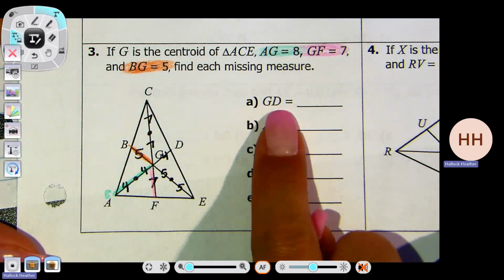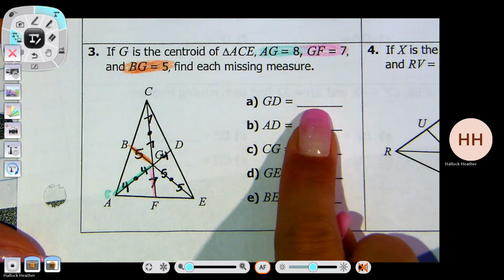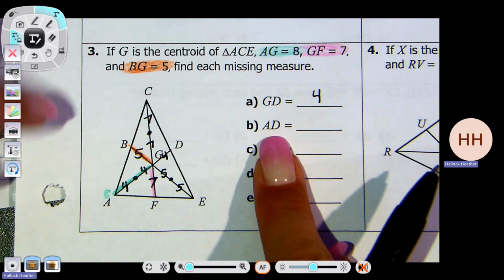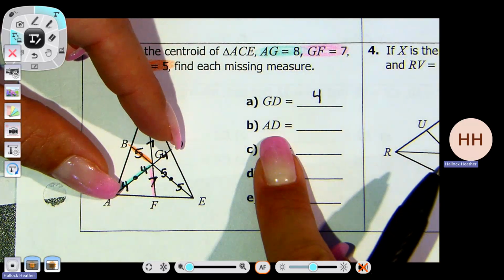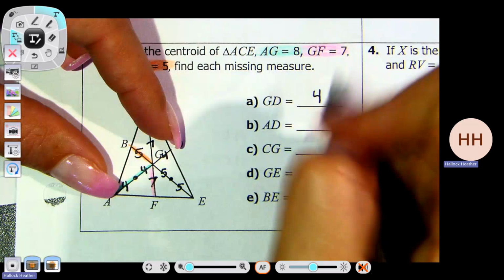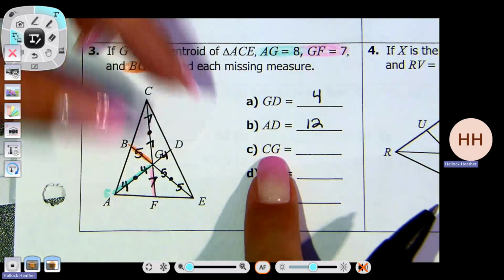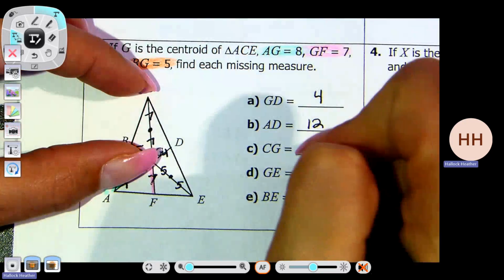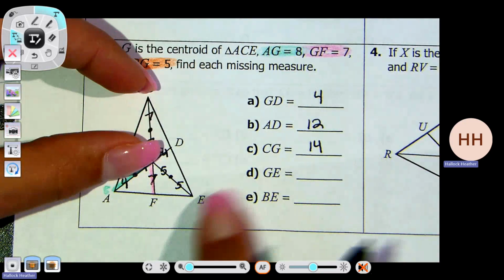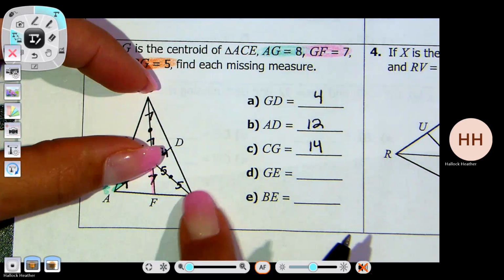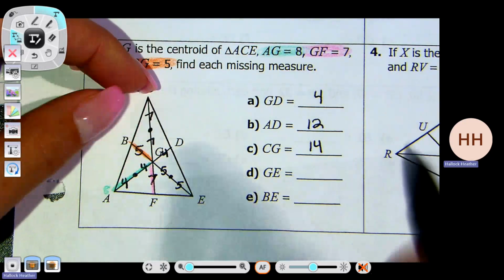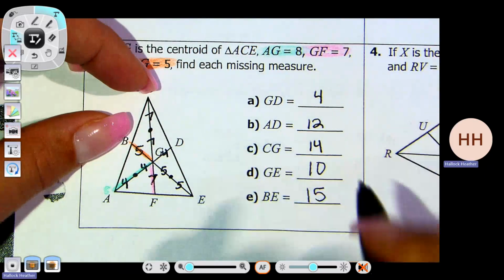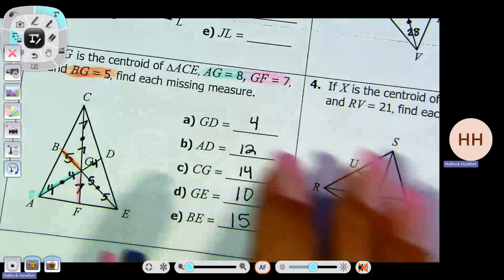So G to D is how much? 4. A to D is 12 because it's the whole thing. So if I have 3 pieces of 4, 3 times 4 is 12. What about C to G? 14 because the little piece was 7. So I double 7, that makes 14. And then G, 10. And then B to E, the whole thing, 15. Easy peasy. Okay, try number 4.